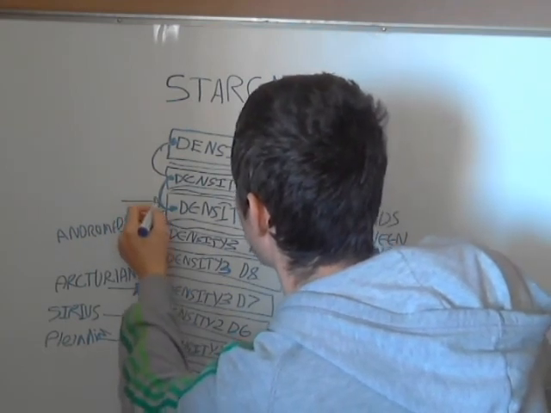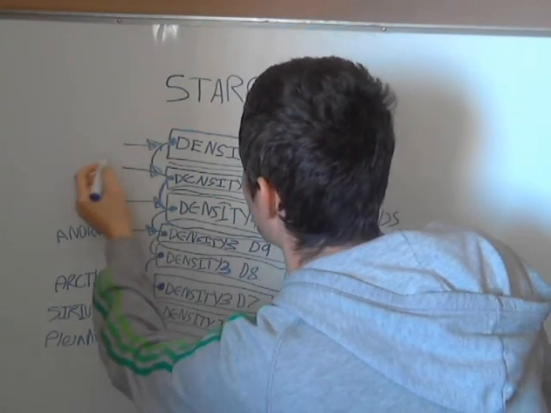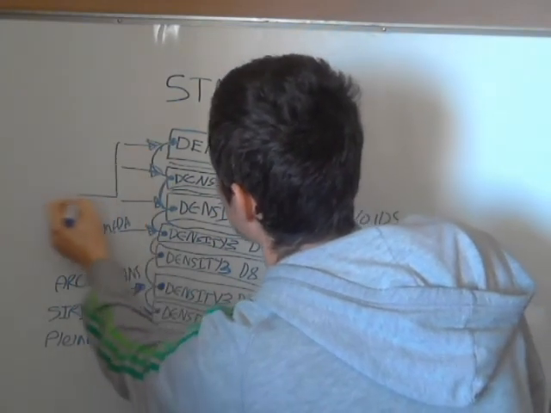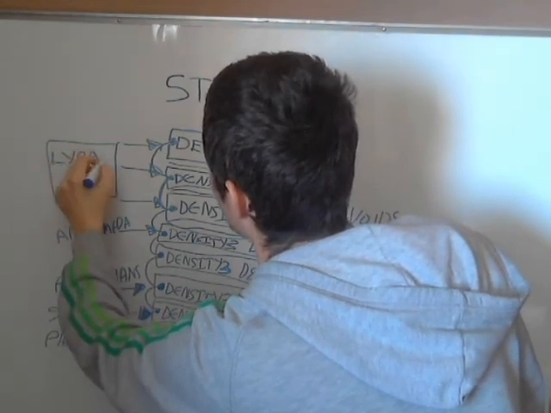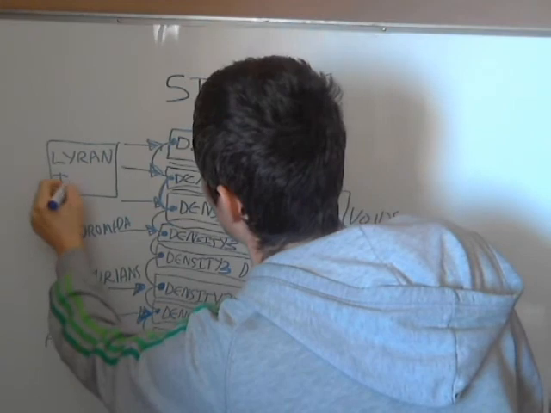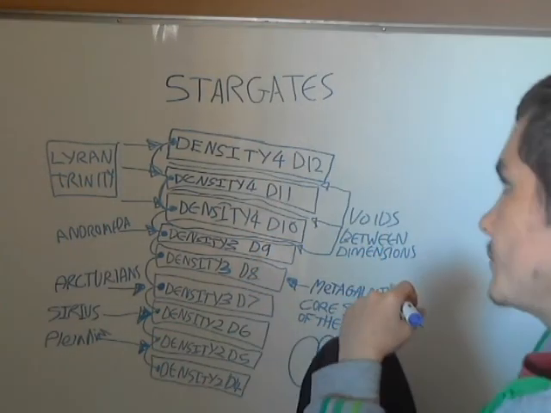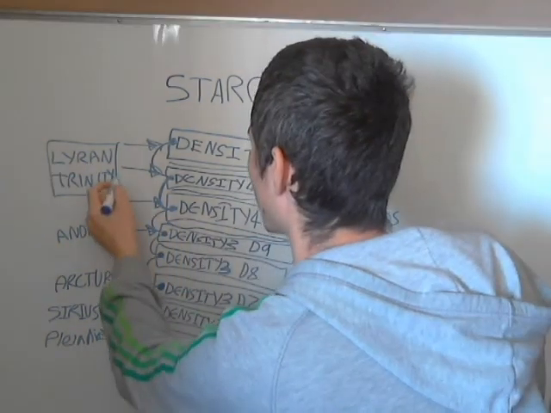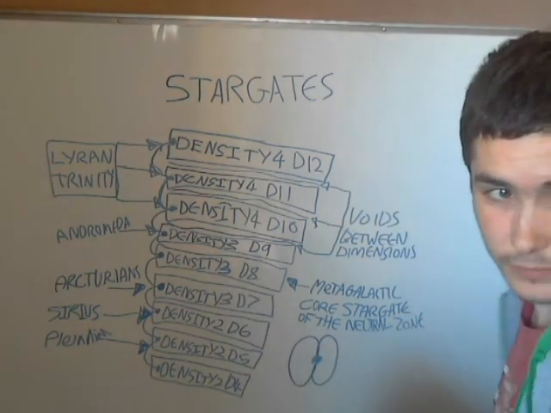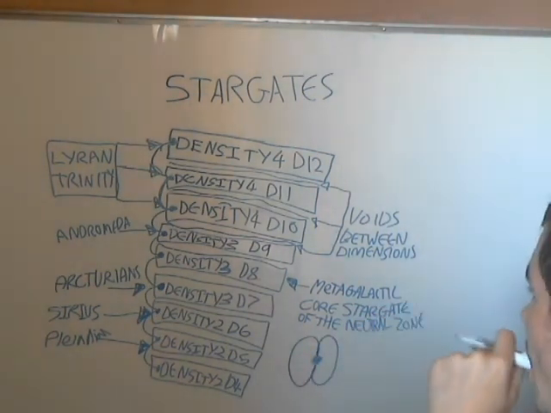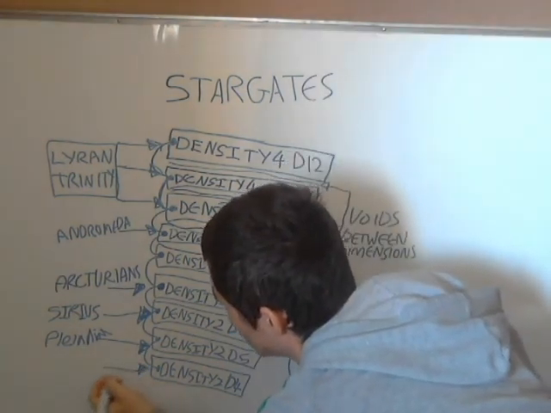D10, D11 and D12, these are all the living Stargates of the Trinity. D4 is the Sun, our Sun. This is the Sun Stargate.